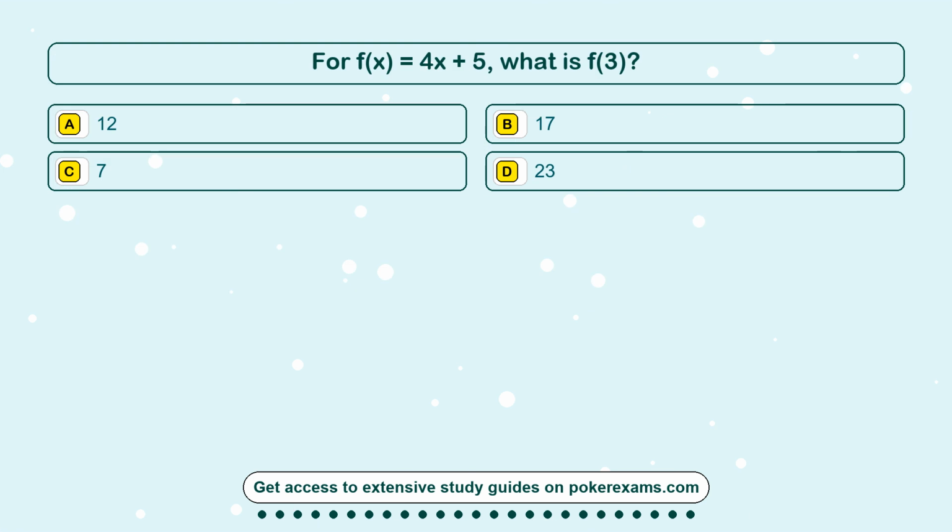Question 15. For f(x) equals 4x plus 5, what is f(3)? Option A 12. Option B 17. Option C 7. Option D 23.